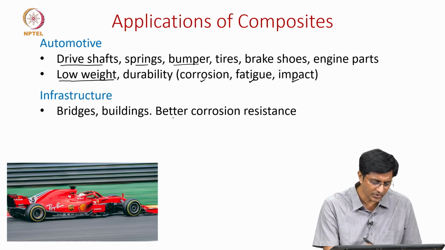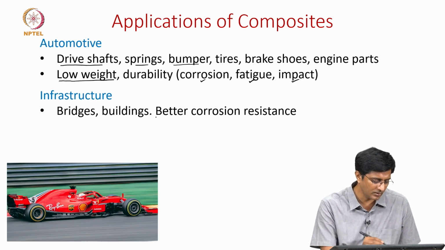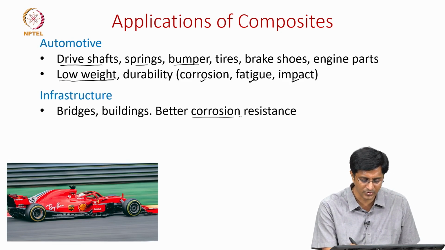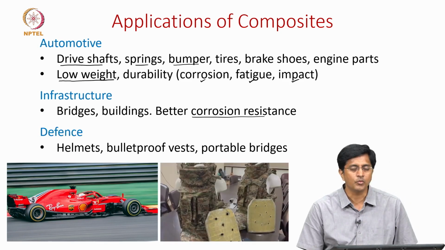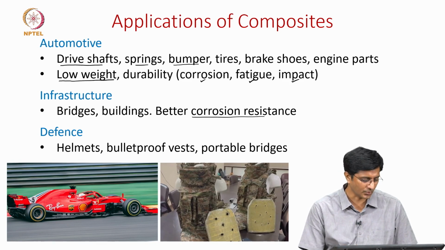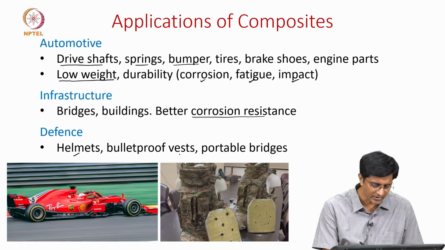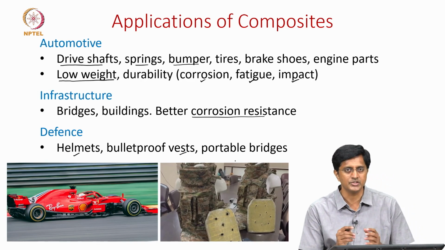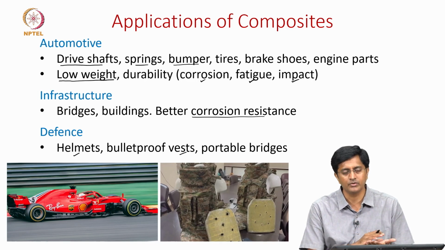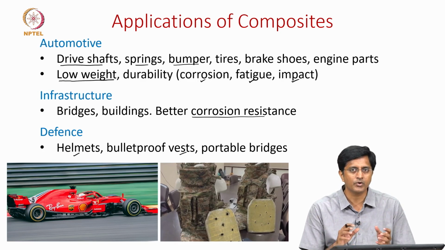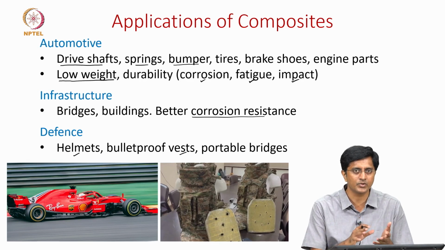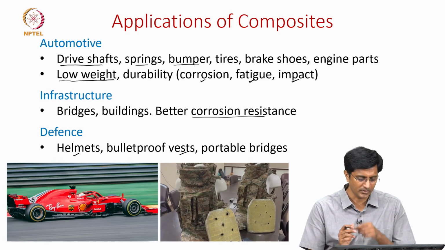One of the reasons for using composite as a reinforcement in infrastructure is their good corrosion resistance. Composites are also used in defense applications where protection is required, such as in bulletproof helmets and bulletproof vests, as well as for portable bridges where, let us say, a bridge needs to be installed immediately. So, it had better be made of composites because it will be lighter, and can be folded and transported in an armed vehicle.